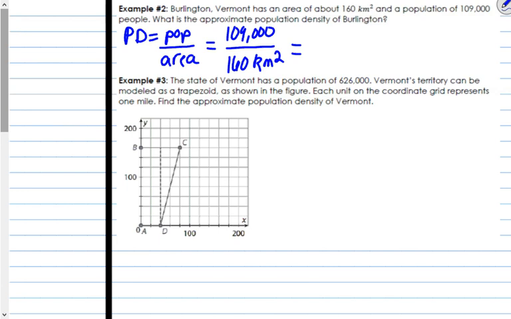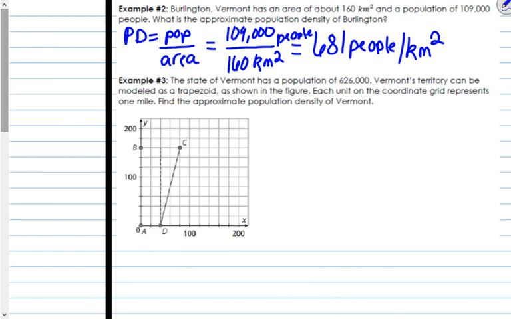And then if you divide 109,000 by 160, I believe you get a decimal, but you cannot have a partial person. So we're going to round up to the nearest person. And so that would be 681 people. I should have written people right here. I apologize. People per square kilometer. So that means in every square kilometer in Burlington, 681 people live there. Okay, so you just divide the population, the number of people, by the size of the space.